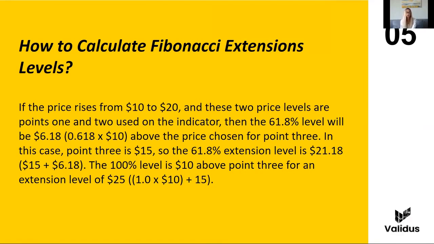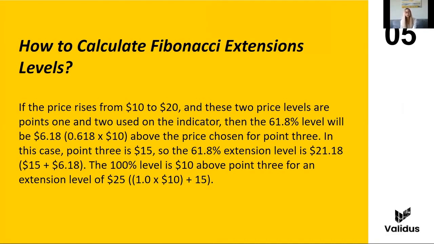So if the price rises from $10 to $20, and these two price levels are points 1 and 2 used on the indicator, then the 61.8% level will be $6.18 above the price chosen for point 3. It's 0.618 multiplied by the difference between 10 and 20, which is $10. So $10 multiplied by 0.618 will give you $6.18 above the price chosen for point 3. In this case, point 3 will be $15.